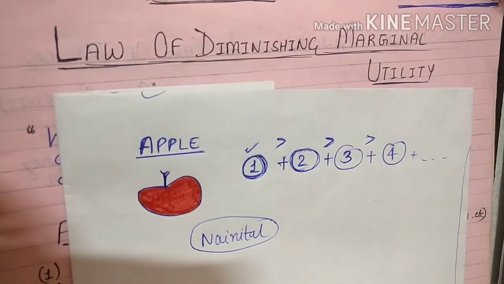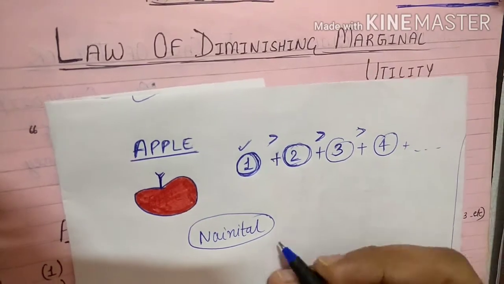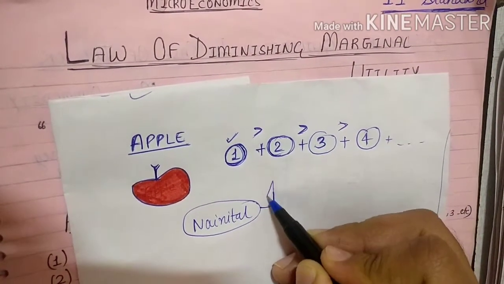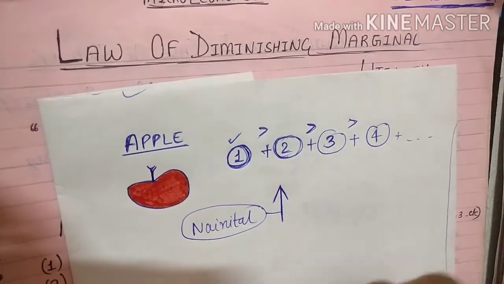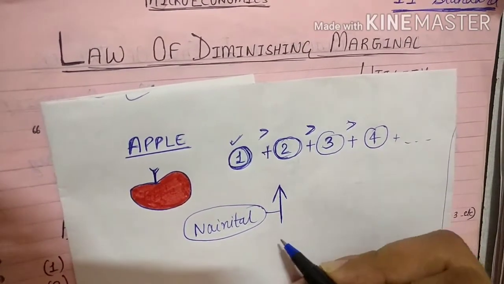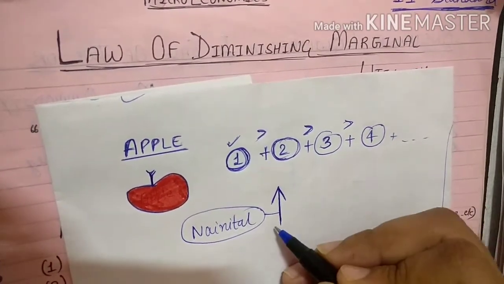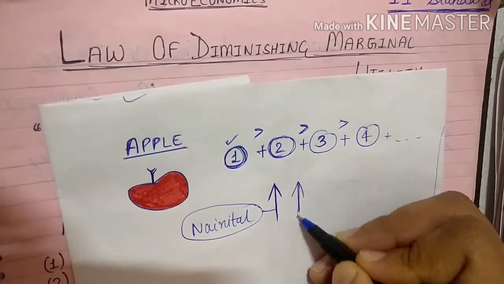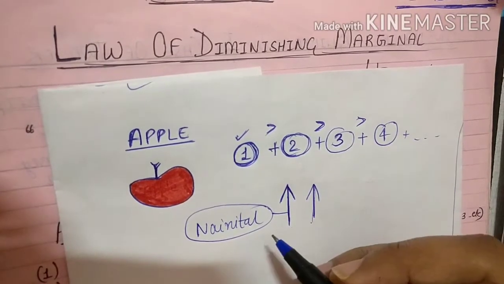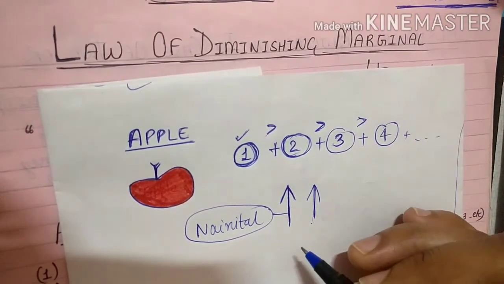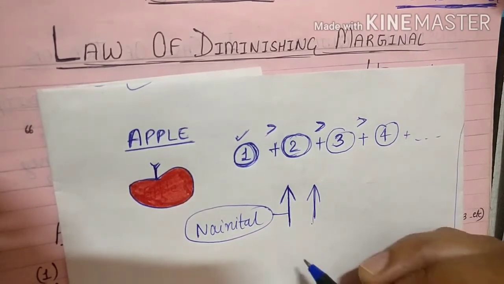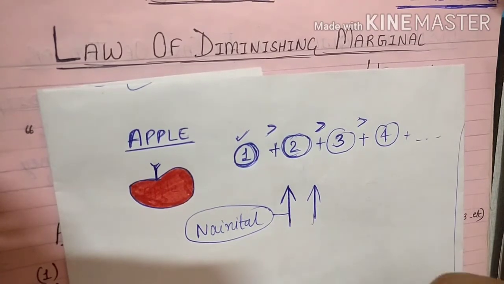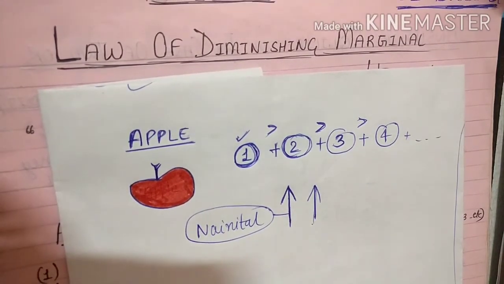So you feel great, too much great. It means you get higher satisfaction, too much satisfaction. Now suppose that next Sunday you again went to Nainital. The satisfaction which you get the second time will be lesser than the first time.